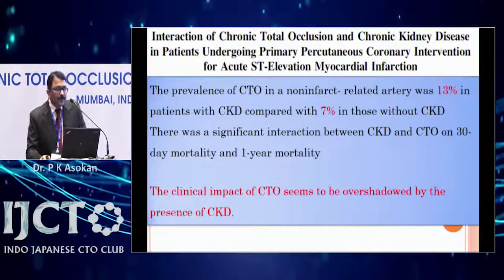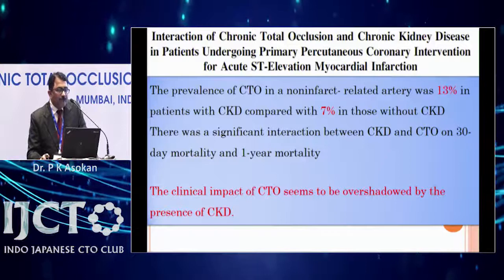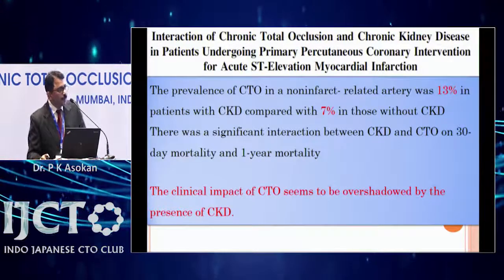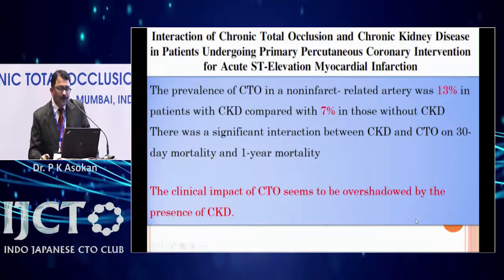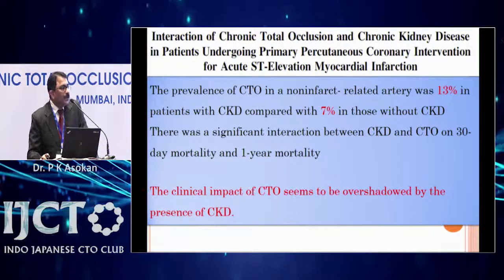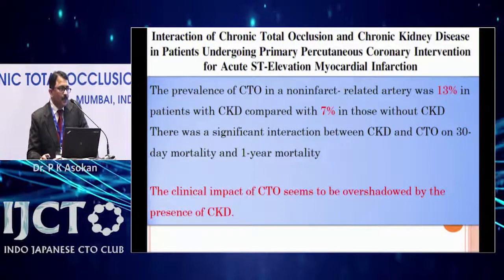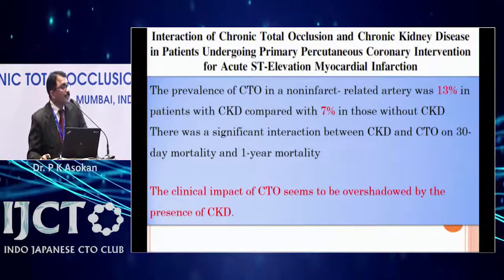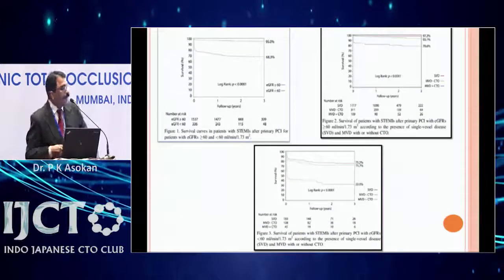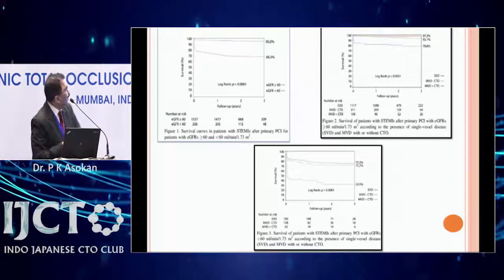Now the interaction of CKD and chronic total occlusion in CAD patients undergoing primary PCI. When a patient undergoing primary PCI comes across a CTO, what's the outcome? The prevalence of non-infarct-related CTO is 13% in CKD patients versus 7% in those without CKD. The clinical impact of CTO seems to be overshadowed by the presence of CKD. You see the survival curve, follow-up in years.